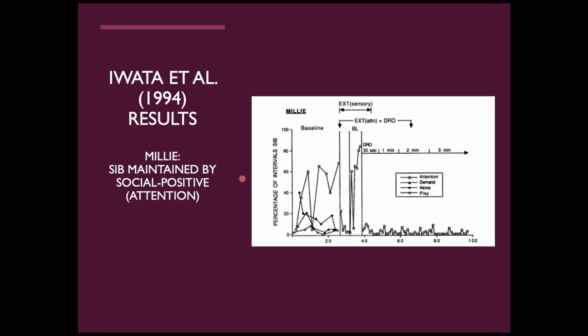Here are results for Millie, whose SIB was maintained by social positive reinforcement in the form of attention. So again, similar to the others, they also implemented a form of sensory extinction. FA shows the problem behavior was maintained by social positive reinforcement. They implement extinction in the form of removing attention, so planned ignoring.